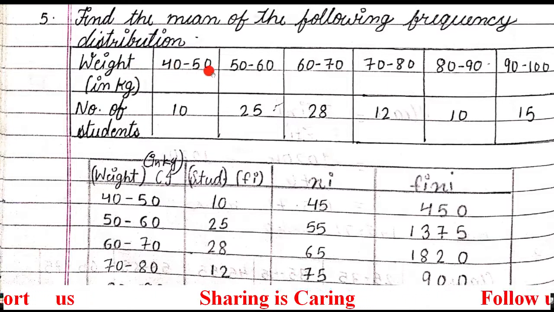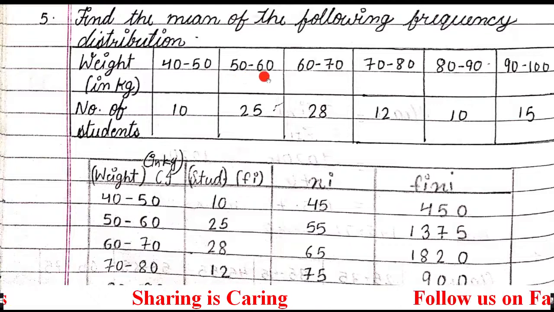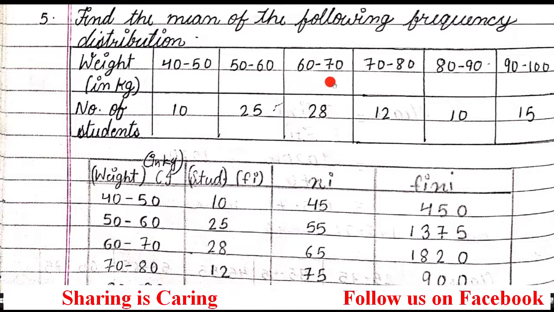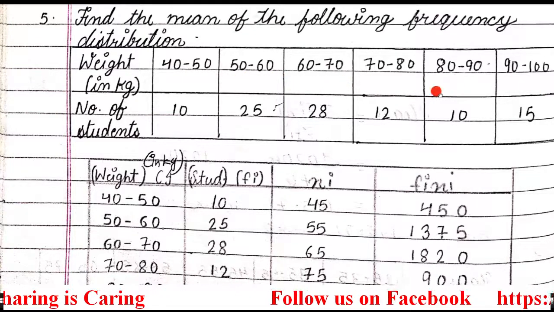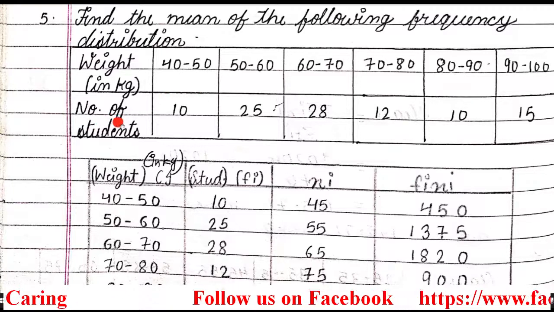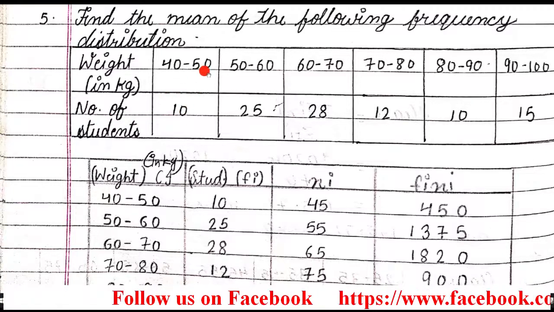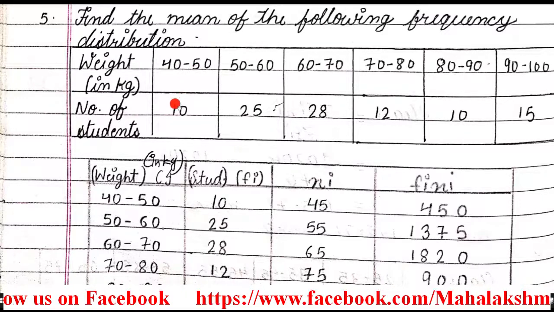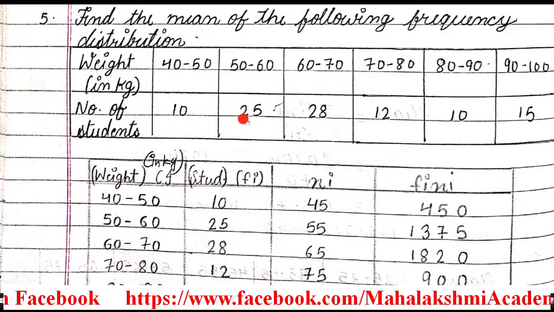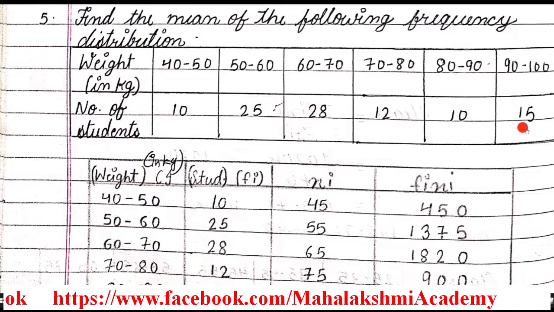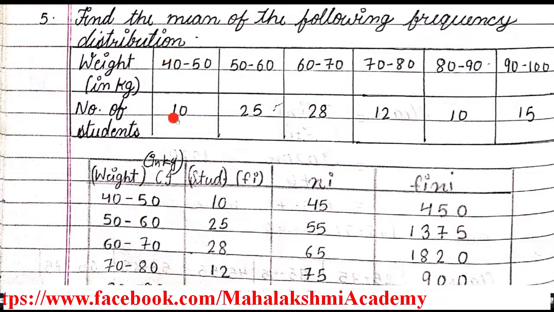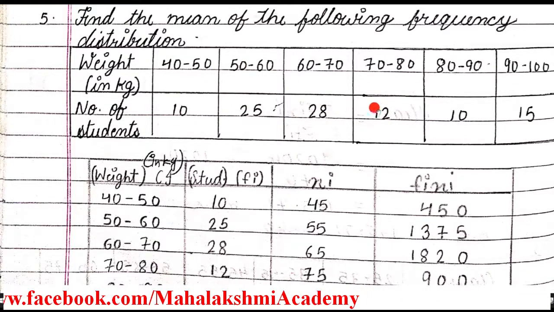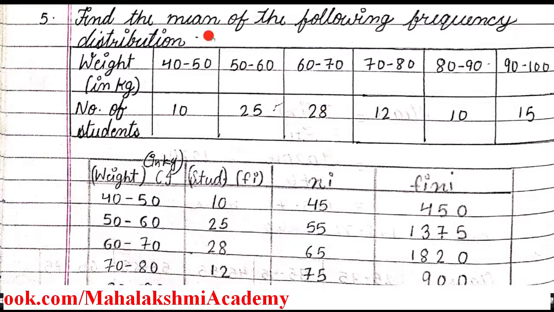The first group is 40 to 50, the second group is 50 to 60, and the third group is 60 to 70. Like this the groups are available. For the first group, that is 40 to 50 kg, the number of students is 10. So the number of students is available to us. These are the data and these are the frequencies. We have to find the mean of the following frequency distribution.